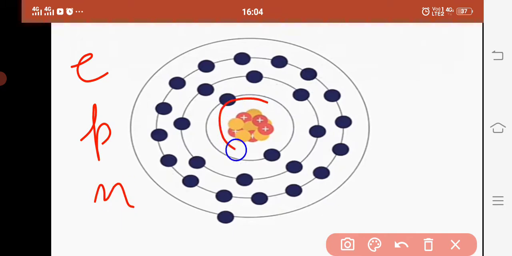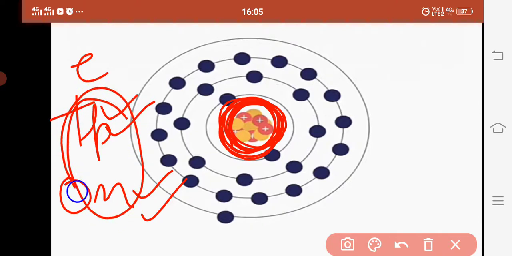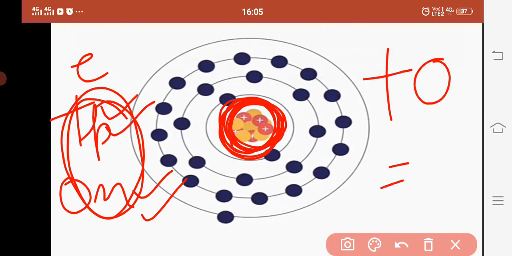In the center of the atom there is a dense region which is known as the nucleus. Inside the nucleus, two subatomic particles are present. One is proton and the other one is neutron. Proton has a positive charge, neutron has zero charge, therefore they combine together to form a positive charge. When we combine positive charge with a neutral charge, that means the charge on the nucleus is positive, which is very dense.